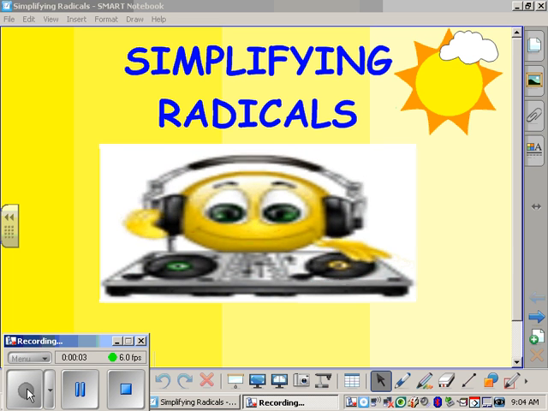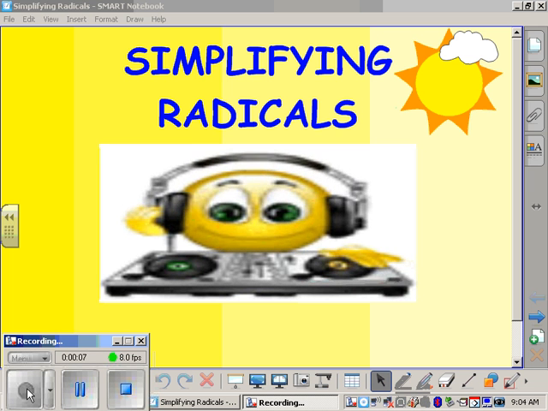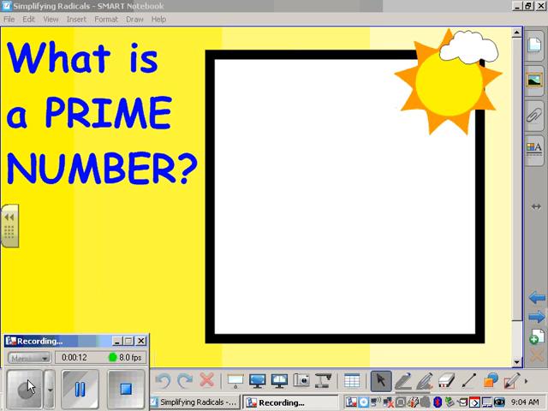In this lesson, you will learn how to simplify radicals. Let's take a look at some vocabulary and then some examples to better understand this concept. The first thing you want to remember is what a prime number is.